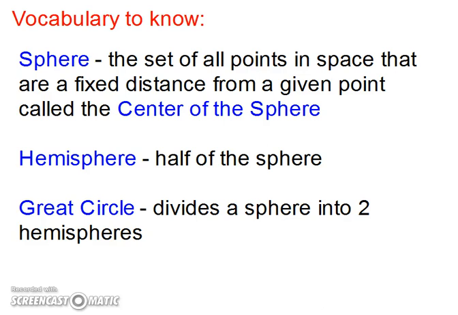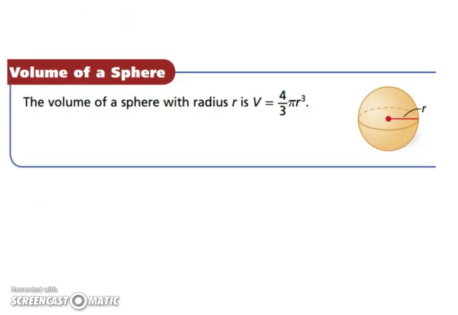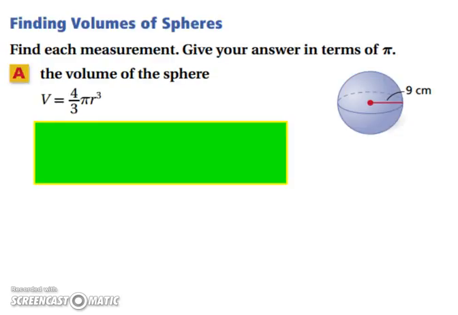Let's start with learning the volume. The volume of a sphere with radius r is volume equals 4/3 pi r cubed. Well, let's try using it. Find each measurement. Give your answer in terms of pi. That means you're going to have pi in your final result.